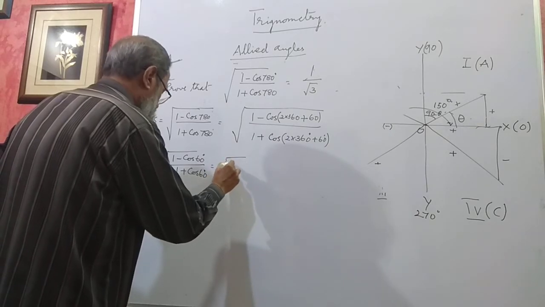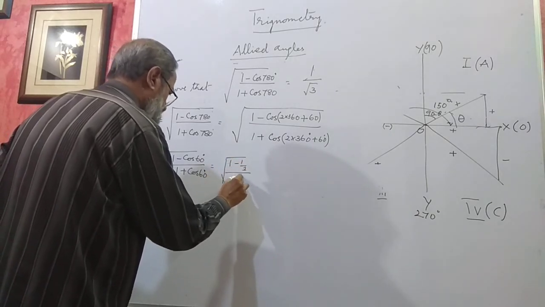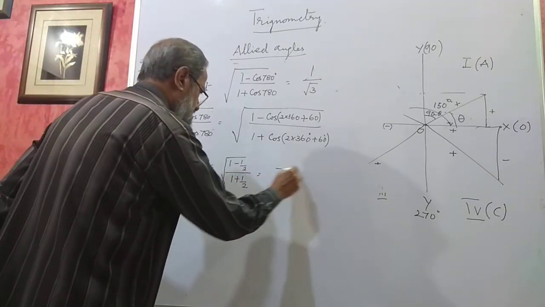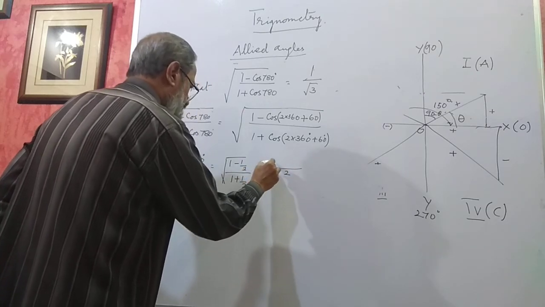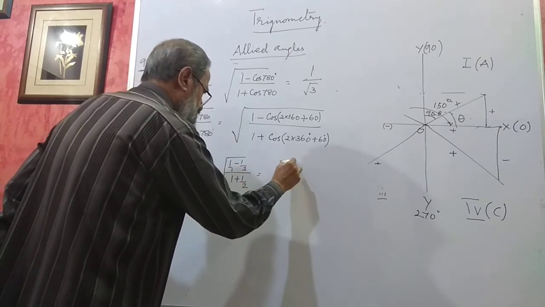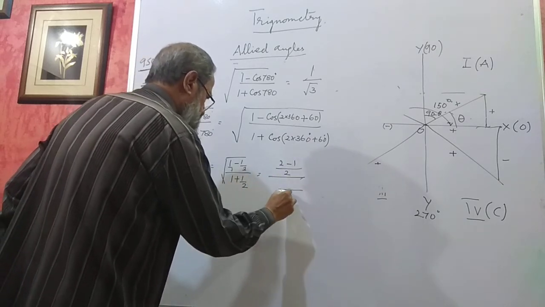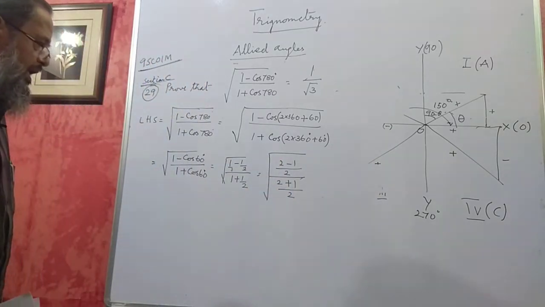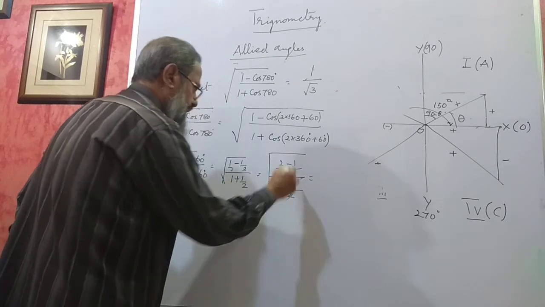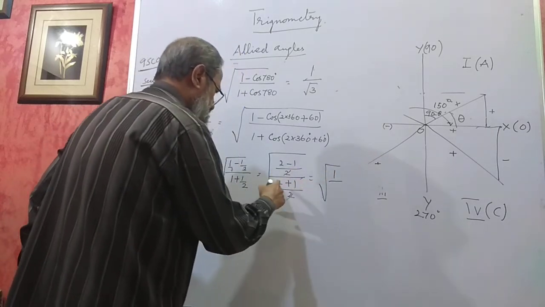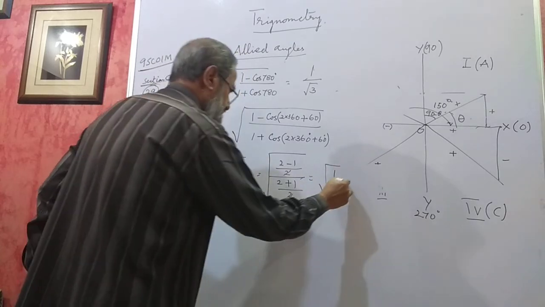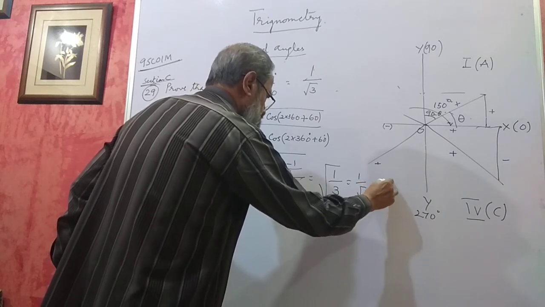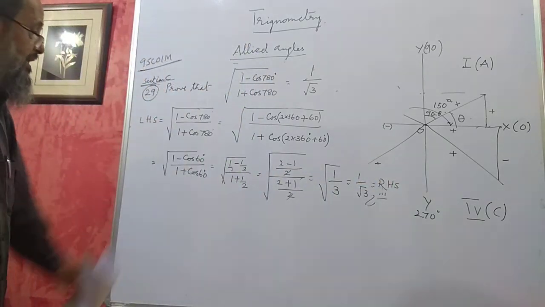This is 1 minus half. This is 1 plus half. Cos 60 is half, 1 by 2. So now here the LCM is 2. 2 is the LCM, it will be 2 minus 1 divided by, here also the LCM is 2, 2 plus 1, whole thing under root. Now this 2 gets cancelled. 2 minus 1 is 1 divided by 2 plus 1 is 3, square root of 1 by 3, or 1 by root 3, square root of 1 is 1 only. That is the RHS. So we have proved that the left hand side is same as the right hand side.